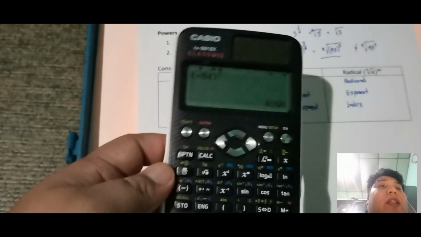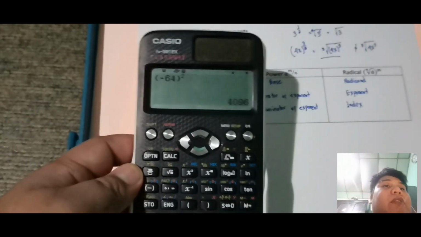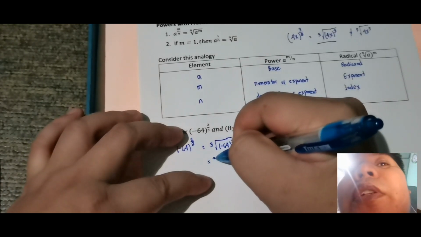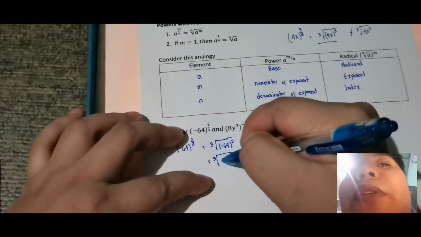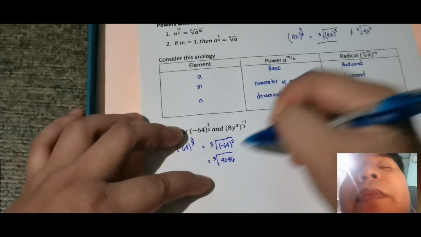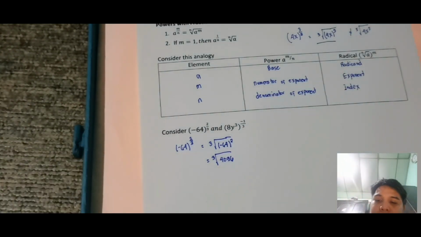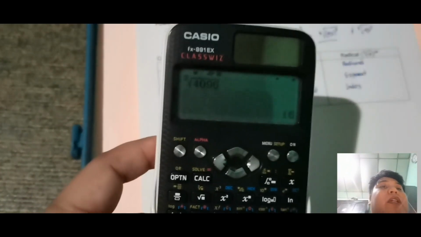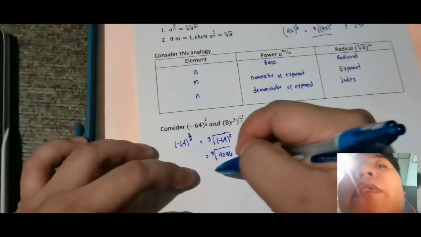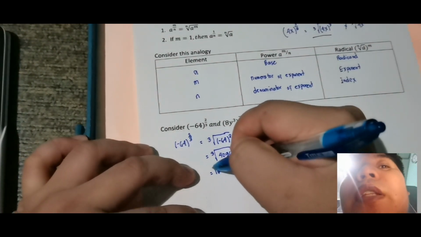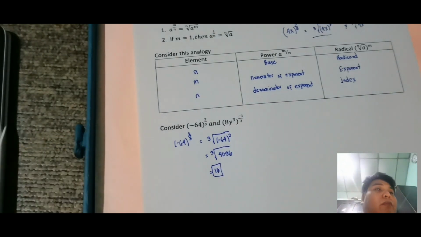Ayan, pinakita ko sa calcu. Negative 64 raised sa 2 is 4,096. So, this is simply equal sa cube root of 4,096. Next, kung may calcu ulit, kukunin ko yung cube root ng 4,096. Yung cube root ng 4,096 is 16. So, therefore, ito yung kanyang sagot.